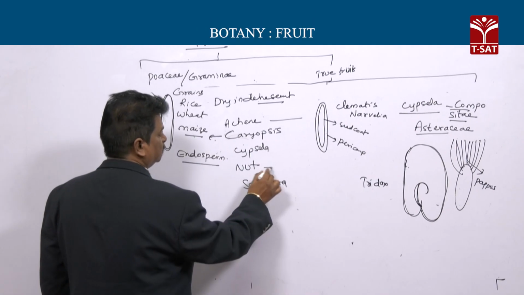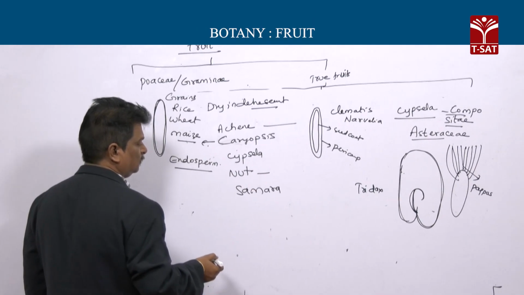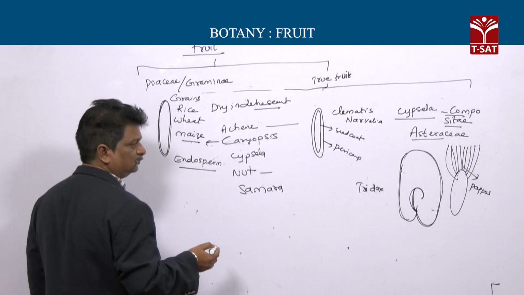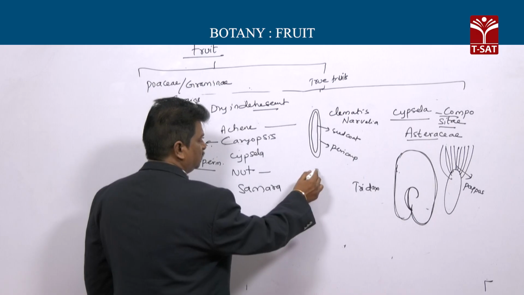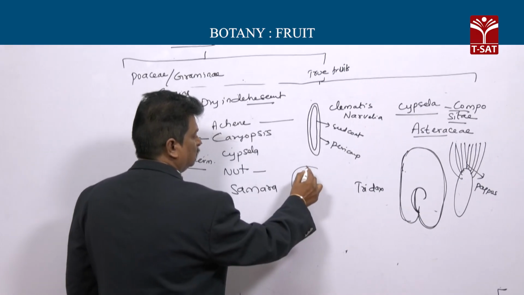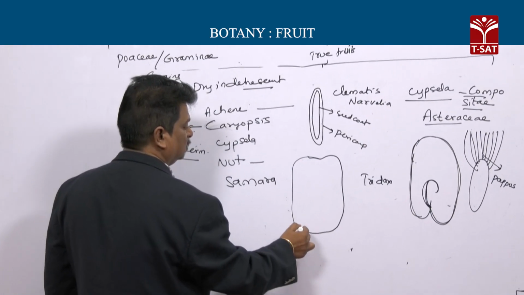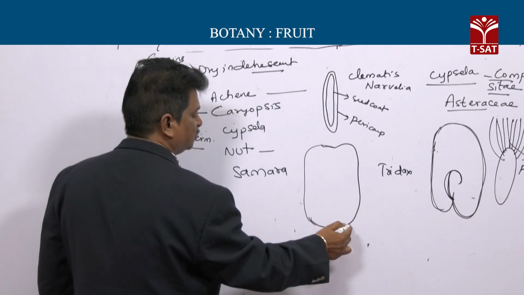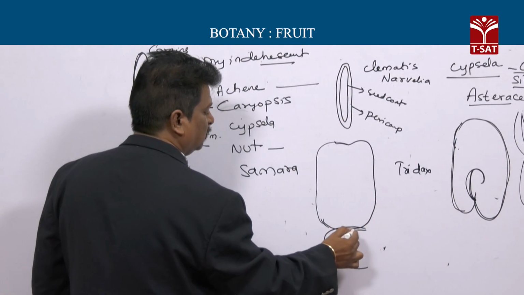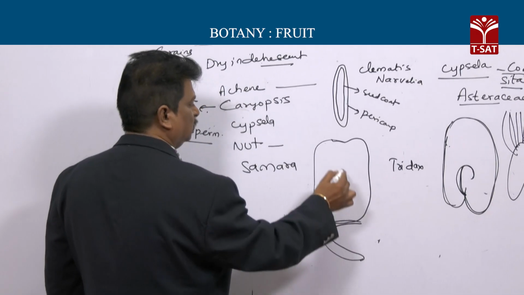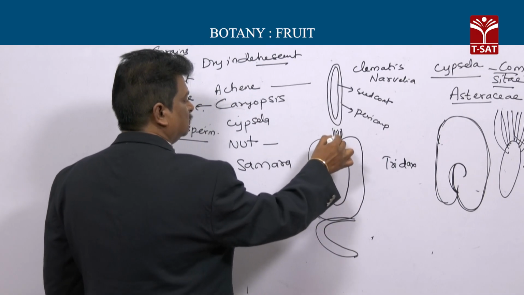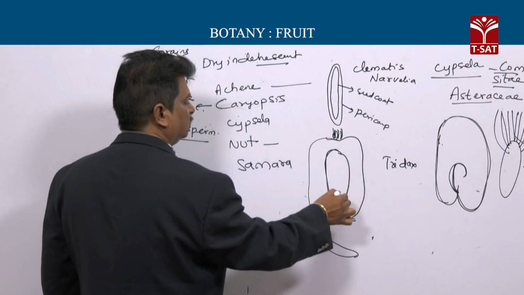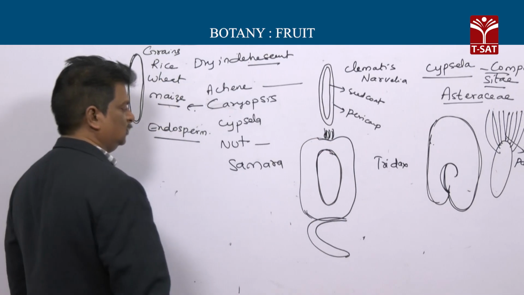So next fruit, nut. Nut fruit is developed from multicarpellary, syncarpous, unilocular, and single seeded, but this seed is free from fruit wall.